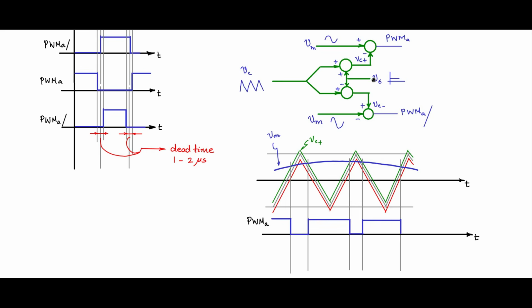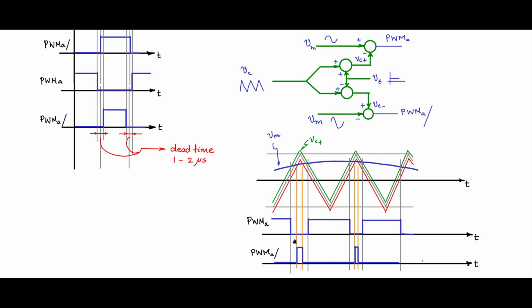What is the PWMA bar waveform? Vc minus is given to the plus terminal and the modulating signal to the minus terminal. So whenever Vc minus is greater than Vm, you get a high. Now let me draw the waveform for PWMA bar, and let me mark the critical points of intersection of Vm with Vc minus, with a red triangle. Whenever Vc minus is higher than Vm, it is positive like this.